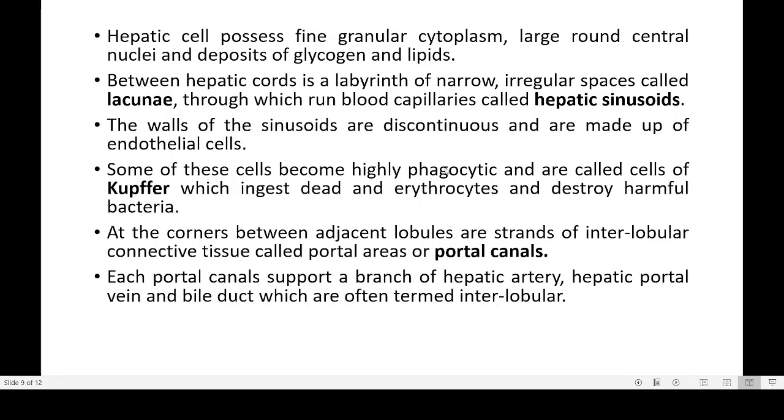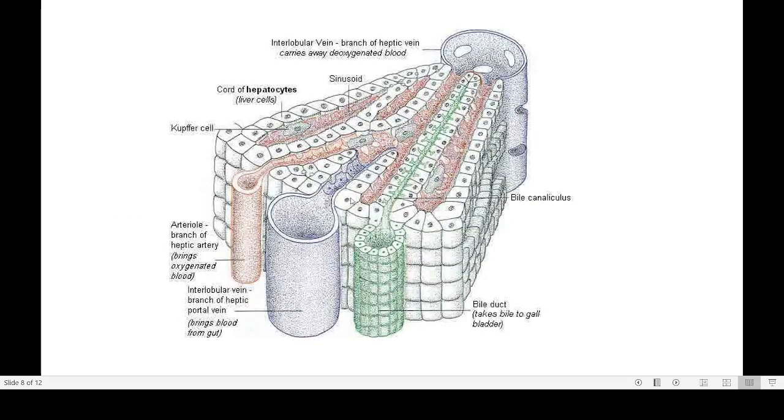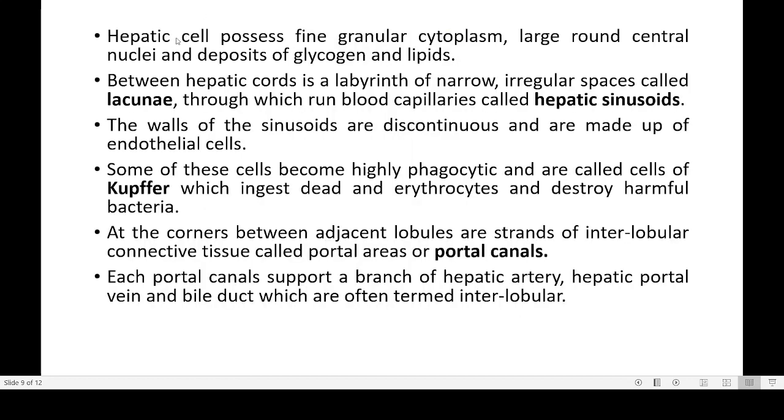Then a deposit of glycogen and lipid. That is, inside this hepatocyte, glycogen and other fatty materials will be present. So that is the meaning of this sentence. Each hepatic cell has fine granular cytoplasm, a central nucleus, and glycogen or lipids are also present. And between the hepatic cords is a labyrinth of narrow irregular spaces called lacunae.